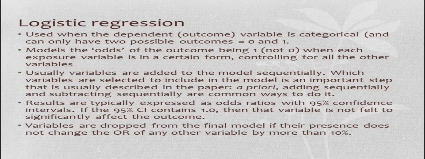And when you do a stepwise or sequential addition or subtraction, what you're looking for is, does the addition or subtraction of this variable change the impact of the other variables on the outcome by more than 10% usually. And so the results for each variable, the effect of each variable on the outcome, is expressed as an odds ratio with 95% confidence intervals. And if the 95% confidence interval contains 1, then that variable is not felt to be statistically significant. It's sort of the same as having a p greater than 0.05.